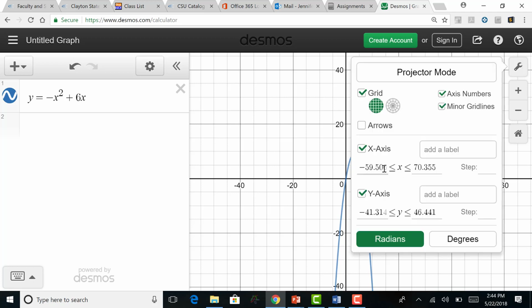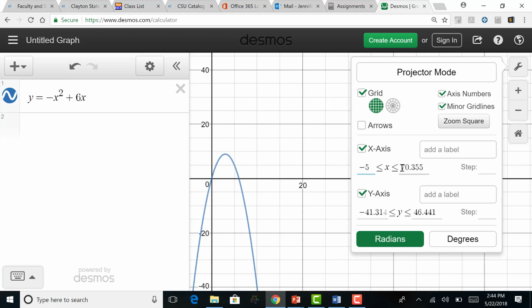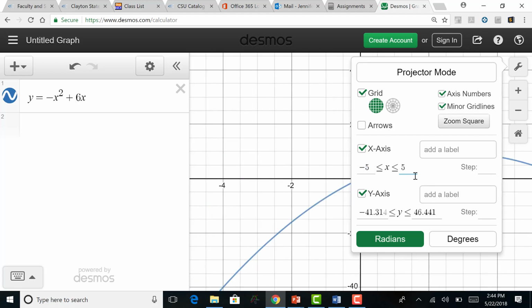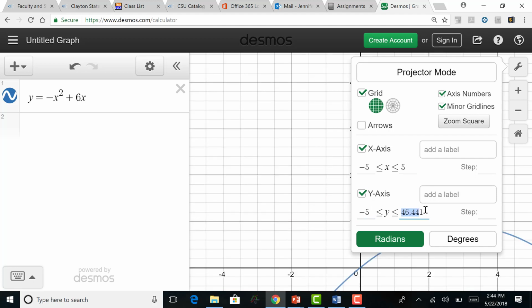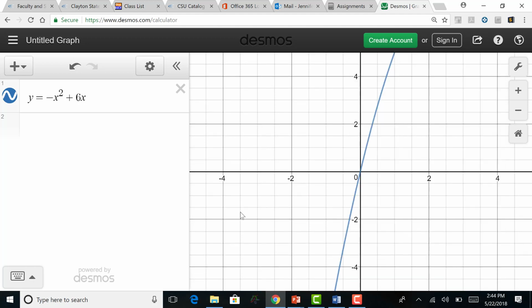So let me go click on the settings. Guys, these numbers right here: -59 is the farthest side to the left, and positive 70.355 is over here. That's how wide it is. You can change these numbers so you can have what you want for your x and y axis. So I can change this to be -5 to +5, and I can change my y-axis to be -5 to +5. And that's what my graph looks like. Now, if that doesn't give me the right picture, I have to change my x and y axis again because I can't see the whole picture anymore.